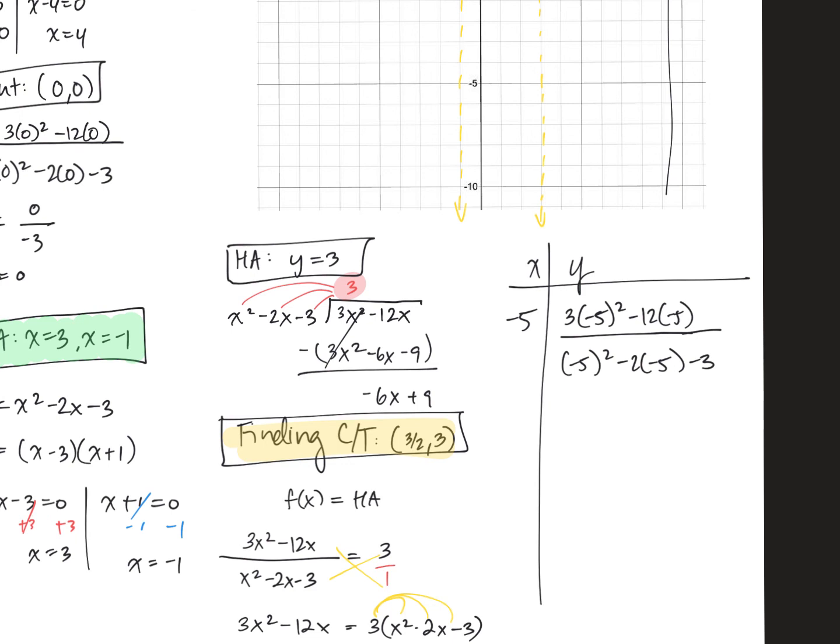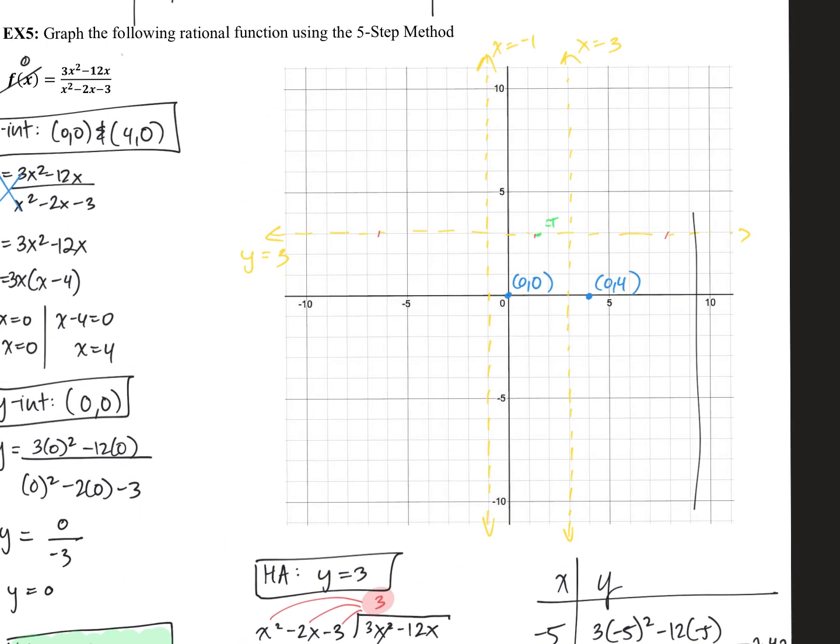So on the calculator it comes out to about 4.2-ish. So that means it's going to be above my horizontal asymptote. Once again, when you're using the table of values, it doesn't matter being exact, just roughly in the estimate of where it should be. So -5, 4-ish, right there.